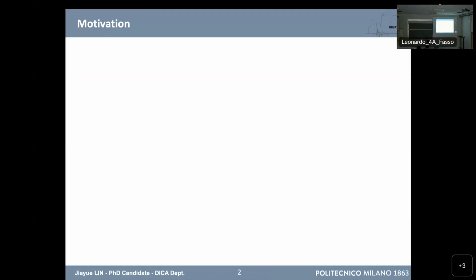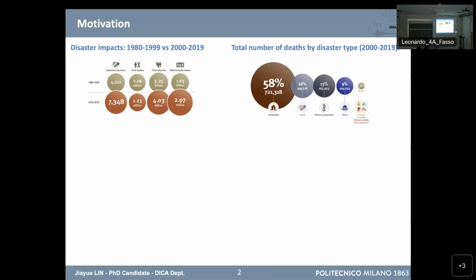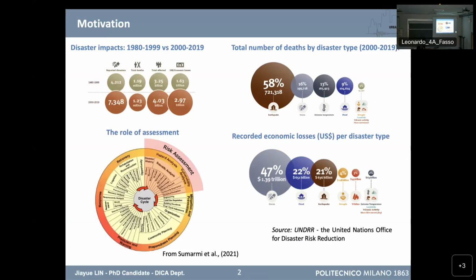So let's start. Of course, for every research we have a motivation, and my research is in the earthquake field. During the past 20 years, the data show that natural hazards have been increasing a lot. Among those natural hazards, the earthquake is one of the most serious, causing the largest number of deaths and also very large economic loss. My research is about risk analysis. Why risk analysis? As we can see from this figure, risk assessment is the foundation for the future reduction of earthquake risk. So my research is about seismic risk assessment.